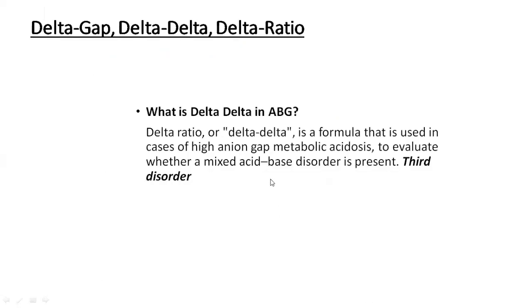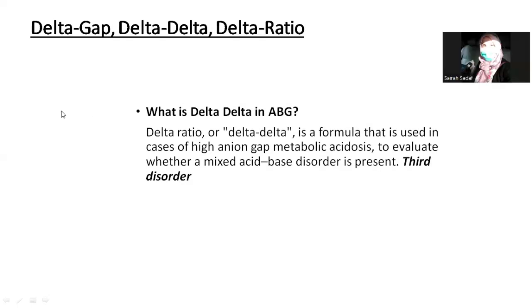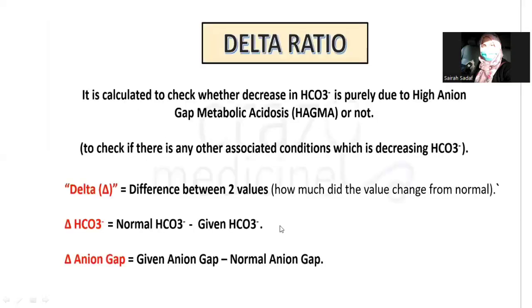What is delta ratio, delta gap? These are all interchangeable terms which we use for the same thing. This is a formula that is used in cases of high anion gap metabolic acidosis. When there is high anion gap metabolic acidosis, you have to look for another disorder, the third disorder, to evaluate whether a mixed acid-base disorder is present. So how will we do that? We will be using a formula. I will show you.